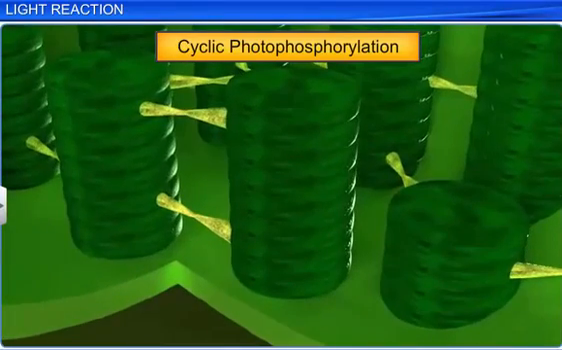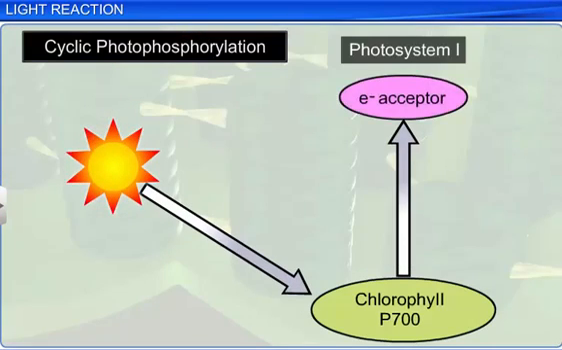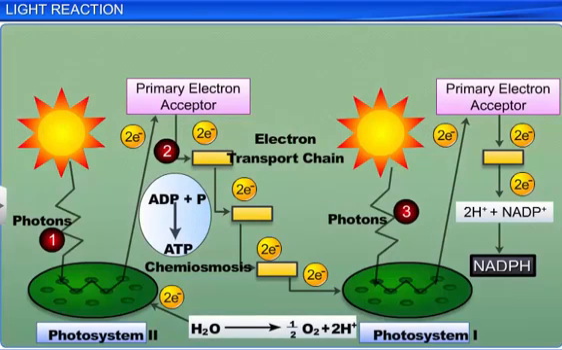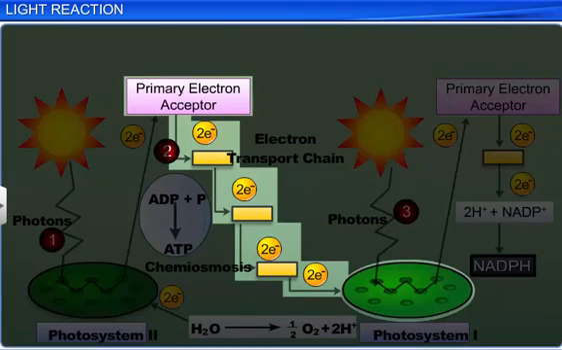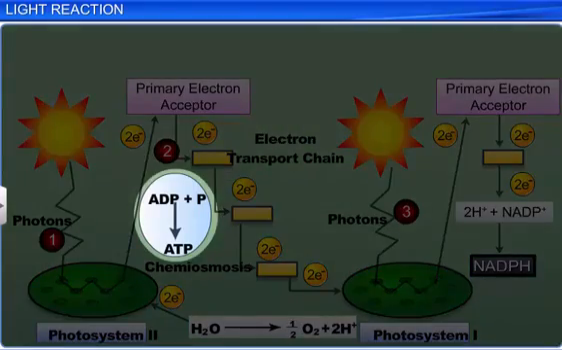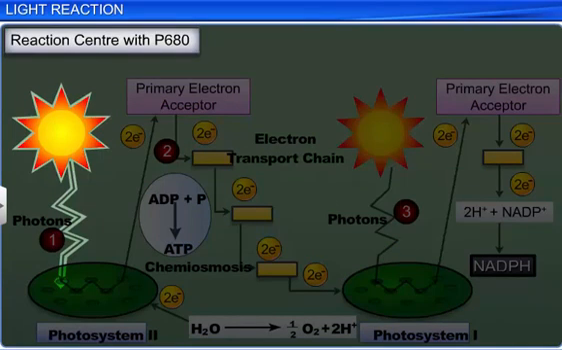The cyclic flow of electrons occurs in the stroma lamellae membrane, where only PS1 is functional. This is because the lamellae membrane lacks both PS2 and the NADP reductase enzyme. The excited electrons do not pass on to NADP+, but are cycled back to the PS1 complex through the electron transport system. This cyclic flow results in the synthesis of ATP only. Cyclic photophosphorylation also occurs when only light of wavelengths beyond 680 nm are available for excitation.